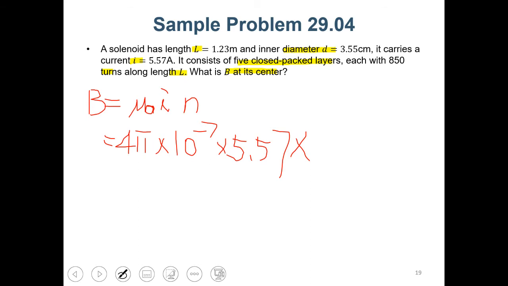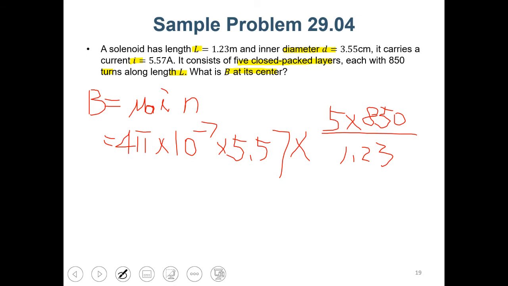We have 5 layers, and then each layer with 850 turns. And then the total length is 3.55 centimeter. The length is 1.23 meter. So we divide by 1.23.